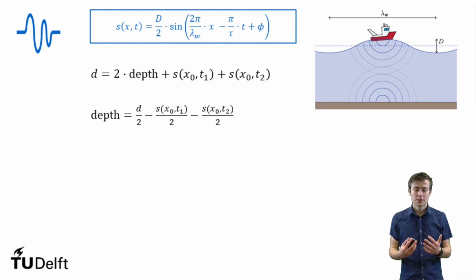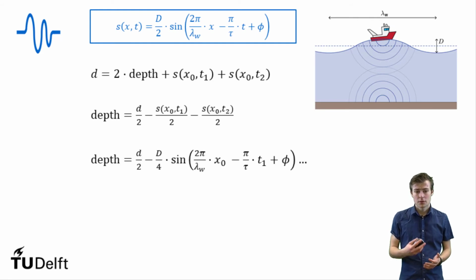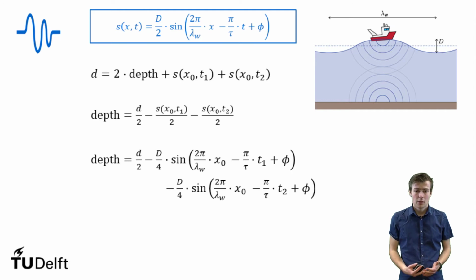We can fill in now our expression for our wave, and the first wave moment is capital D over 4 times sine of 2 pi over lambda times x0 minus pi over tau times t1 plus v. And if we fill in our second wave equation, we have an additional minus D over 4 times the sine of 2 pi over lambda times x0 minus pi over tau times t2 plus v. This equation is horrible, and we can try if we can simplify it.